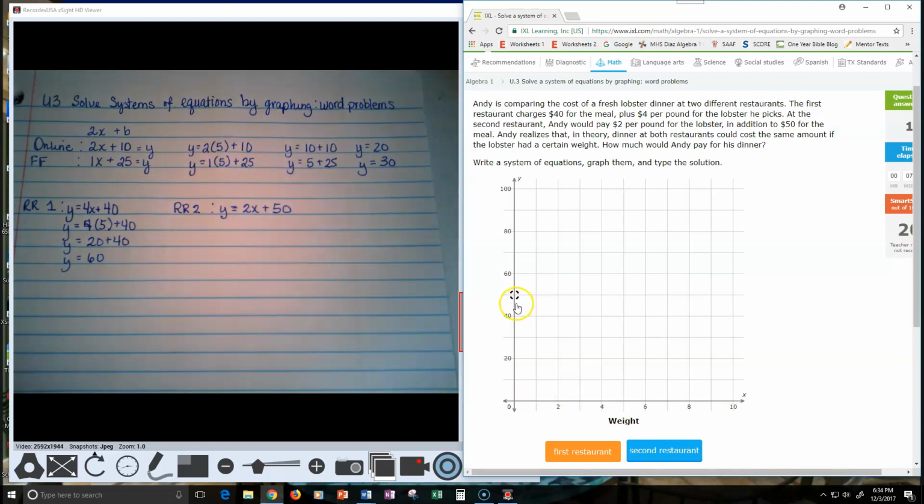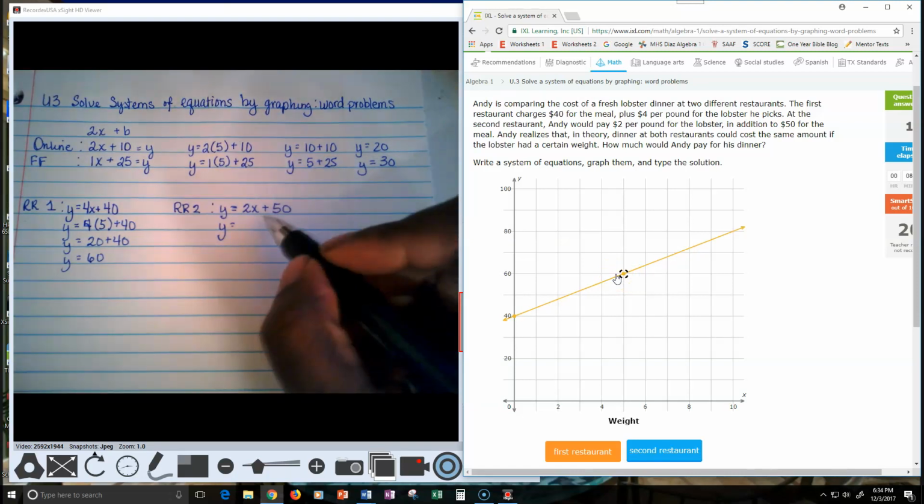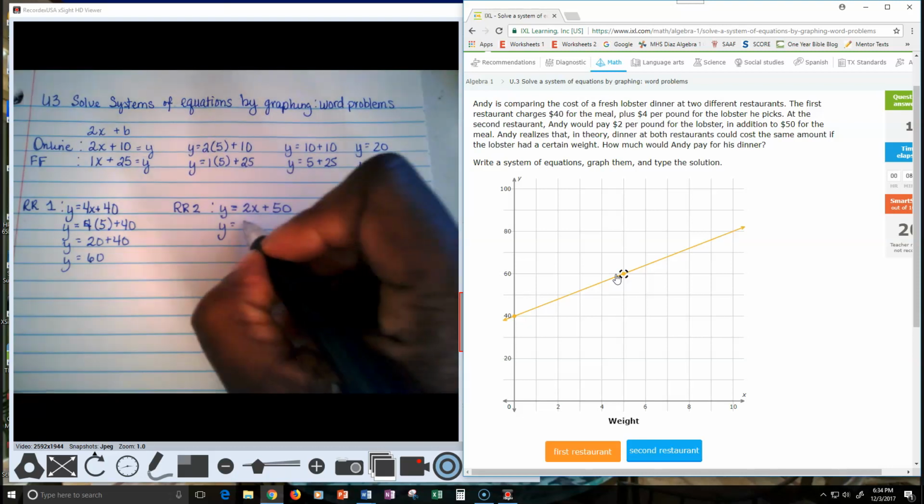Well, I know, let me graph my y-intercept first. Y, and then I go over here. I'm using 5 as my input, and my output is 60. So there's my first line. Let's do the same thing over here. Well, again, you want to stick with numbers that are easy to graph. So I'm going to try 5 again.